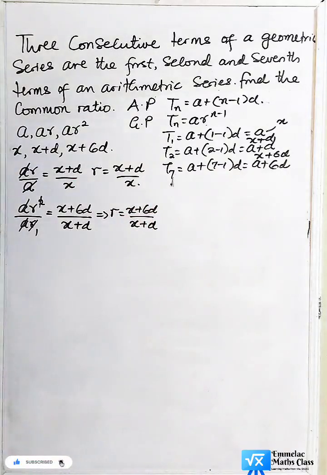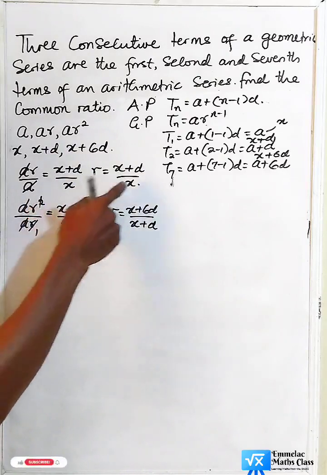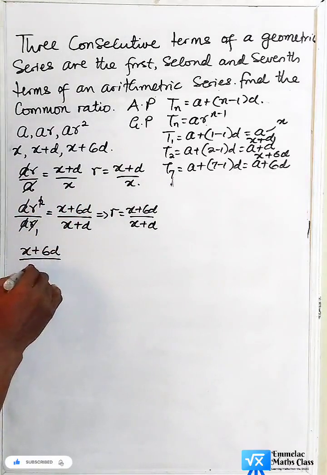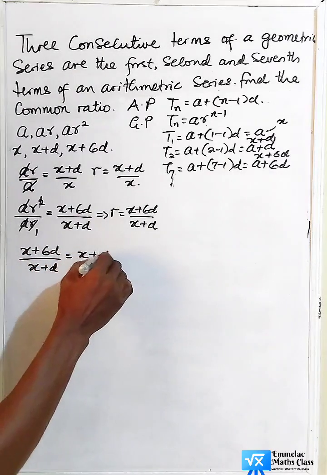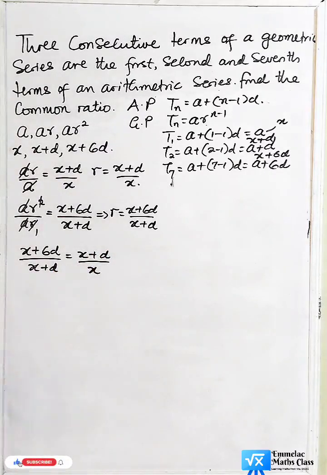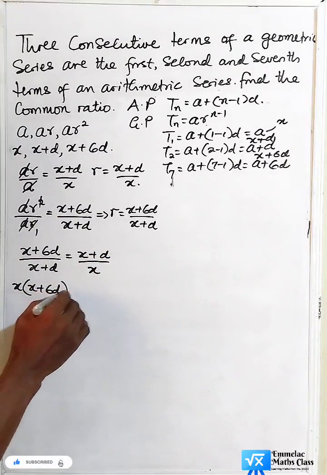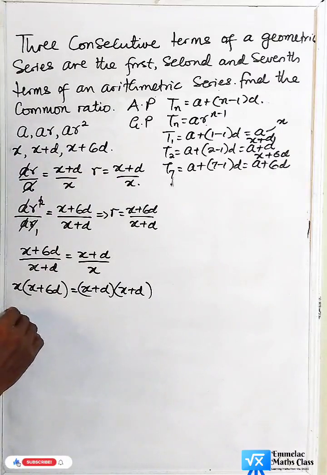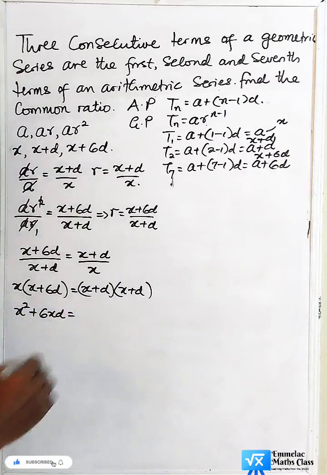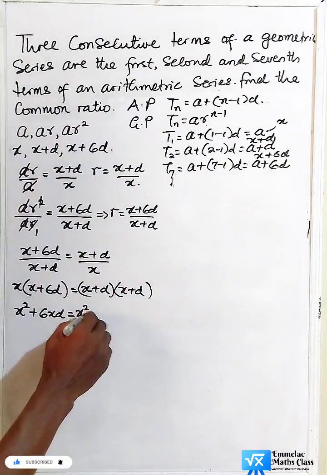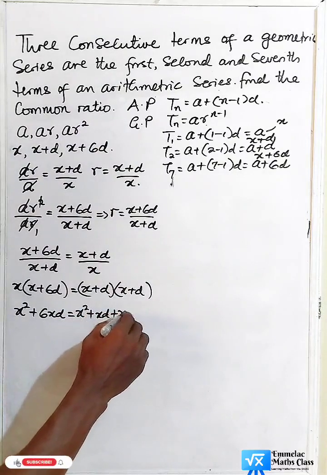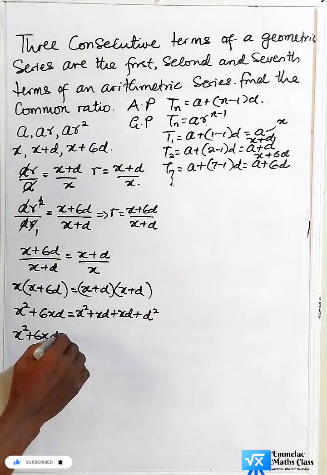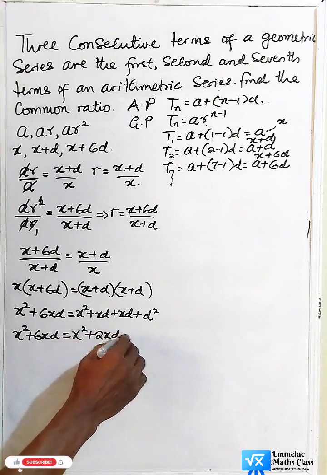So our r here equals x plus 6d all over x plus d. Now since this is the common ratio, we can equate the two together. So we have x plus 6d all over x plus d equals x plus d all over x. Alright, let us cross multiply. By cross multiplying, we have x into (x plus 6d) equals (x plus d)(x plus d). Now when we expand this, we have x squared plus 6xd equals, expanding the right hand side, x squared plus xd plus xd plus d squared. So we end up having x squared plus 6xd equals x squared plus 2xd plus d squared.